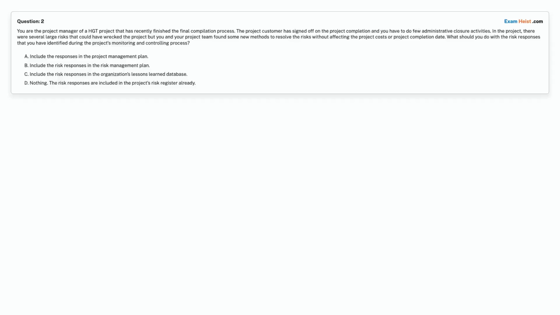Option A. Include the responses in the project management plan. Option B. Include the risk responses in the risk management plan. Option C. Include the risk responses in the organization's lessons learned database. Option D. Nothing. The risk responses are included in the project's risk register already. Choose the correct answer.